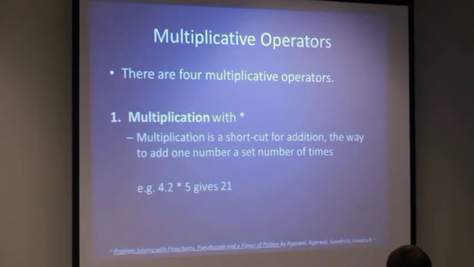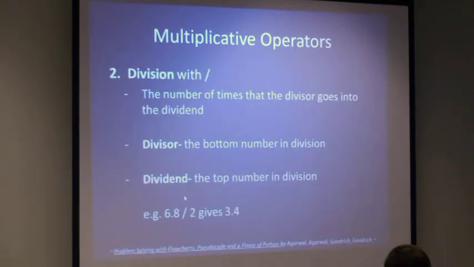Now, there are 4 types of multiplicative operators. The simplest being multiplication. For example, this gives you 21, right? You multiply the 2 out. Now, it happens to be a shortcut for addition. You add 4.25 times and you get the same result. So this is yet another operator. And we look at 3 other multiplicative operators in a minute. Any questions on this? Okay, this is all very simple.